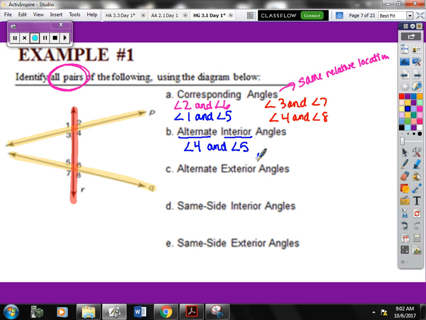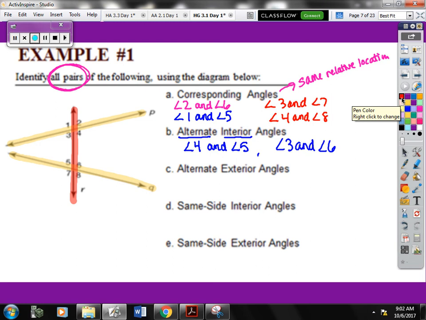And there's one more pair. Marquise? Angles 3 and 6. 3 and 6, alternating inside. Very good. It's really important that you're able to classify these before we get into the problems. That's why we spend a little bit more time on this.